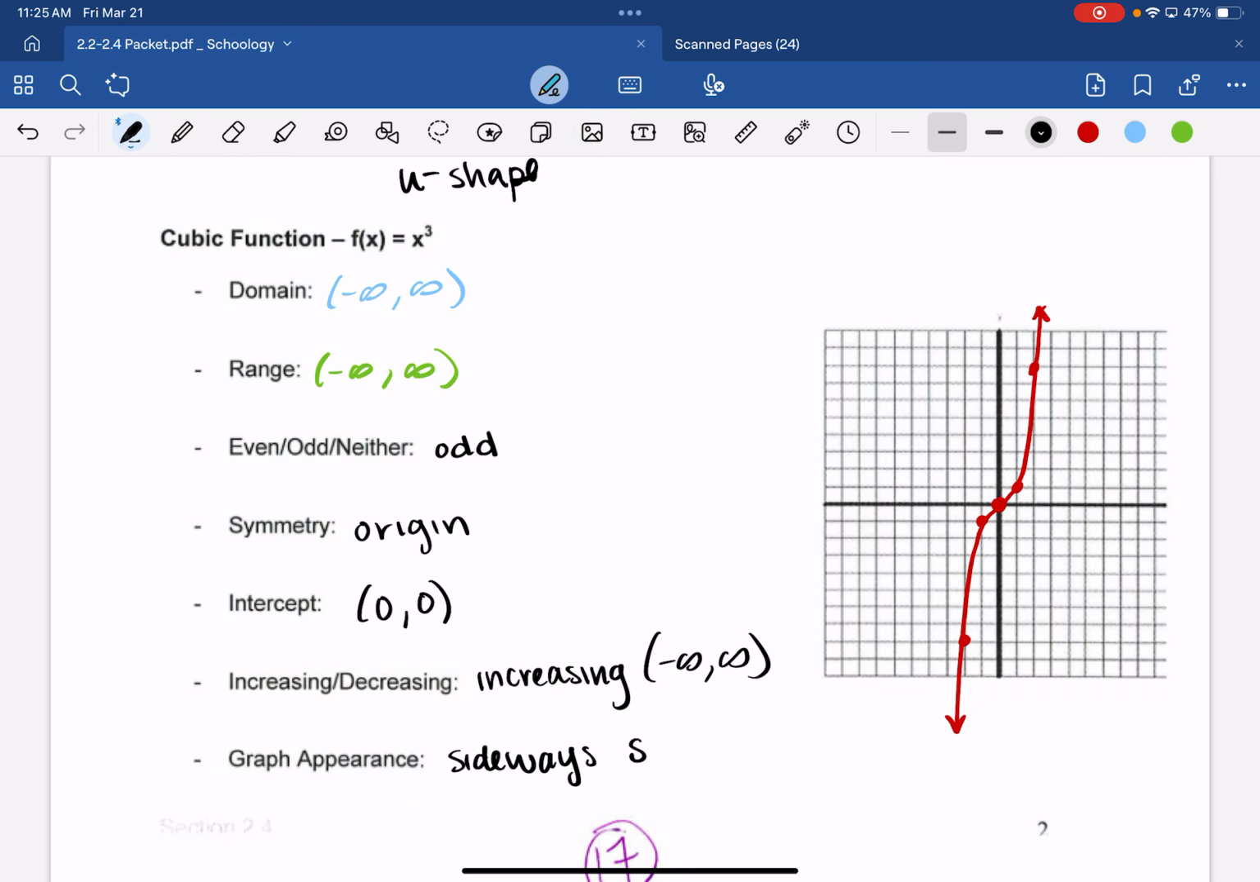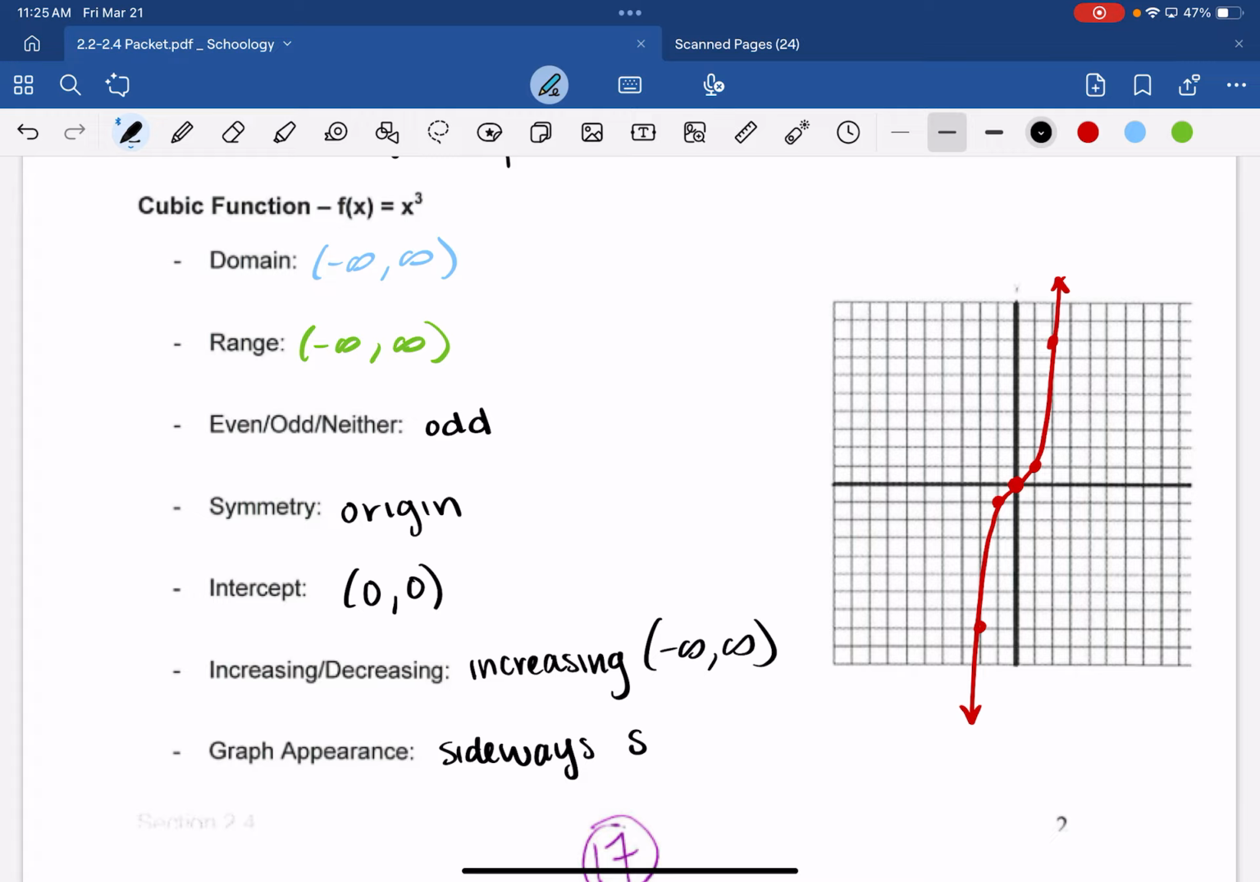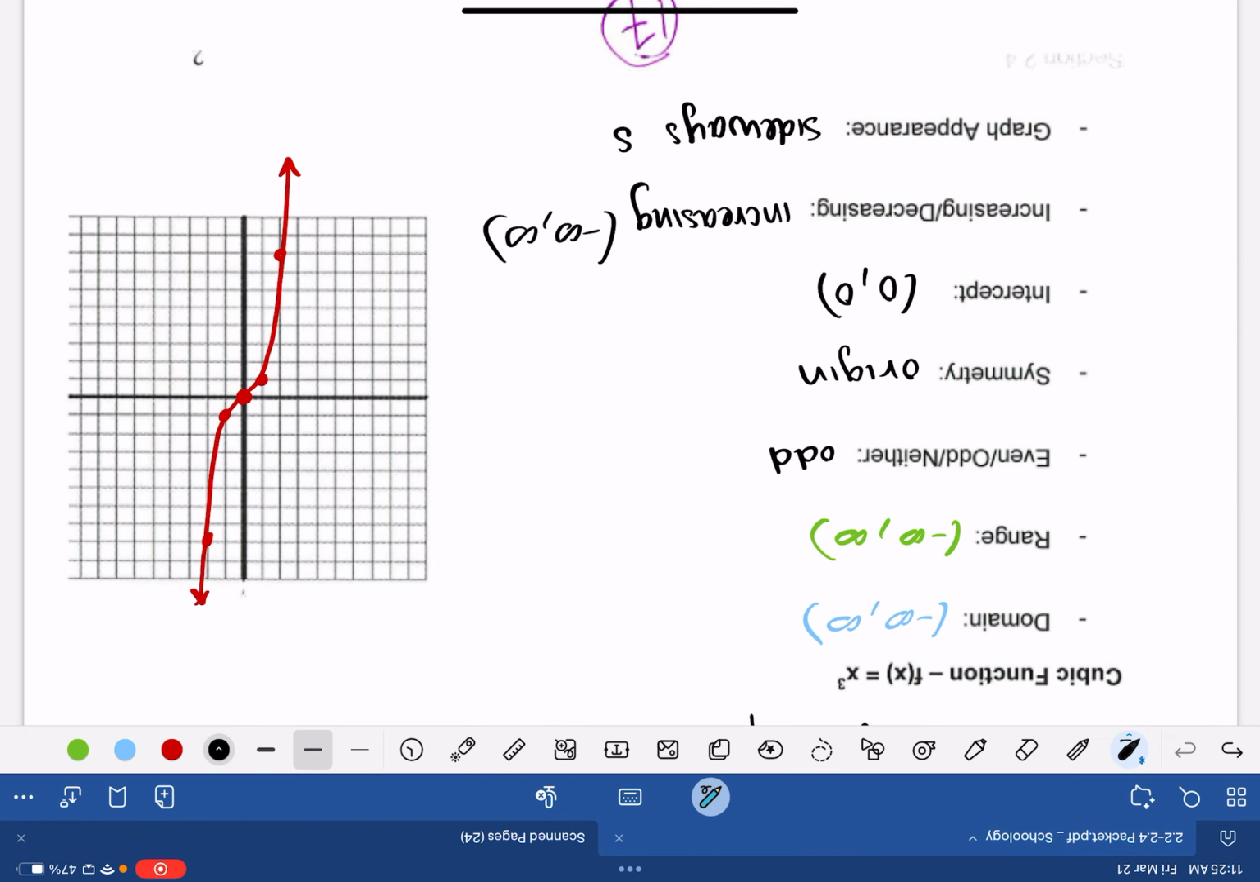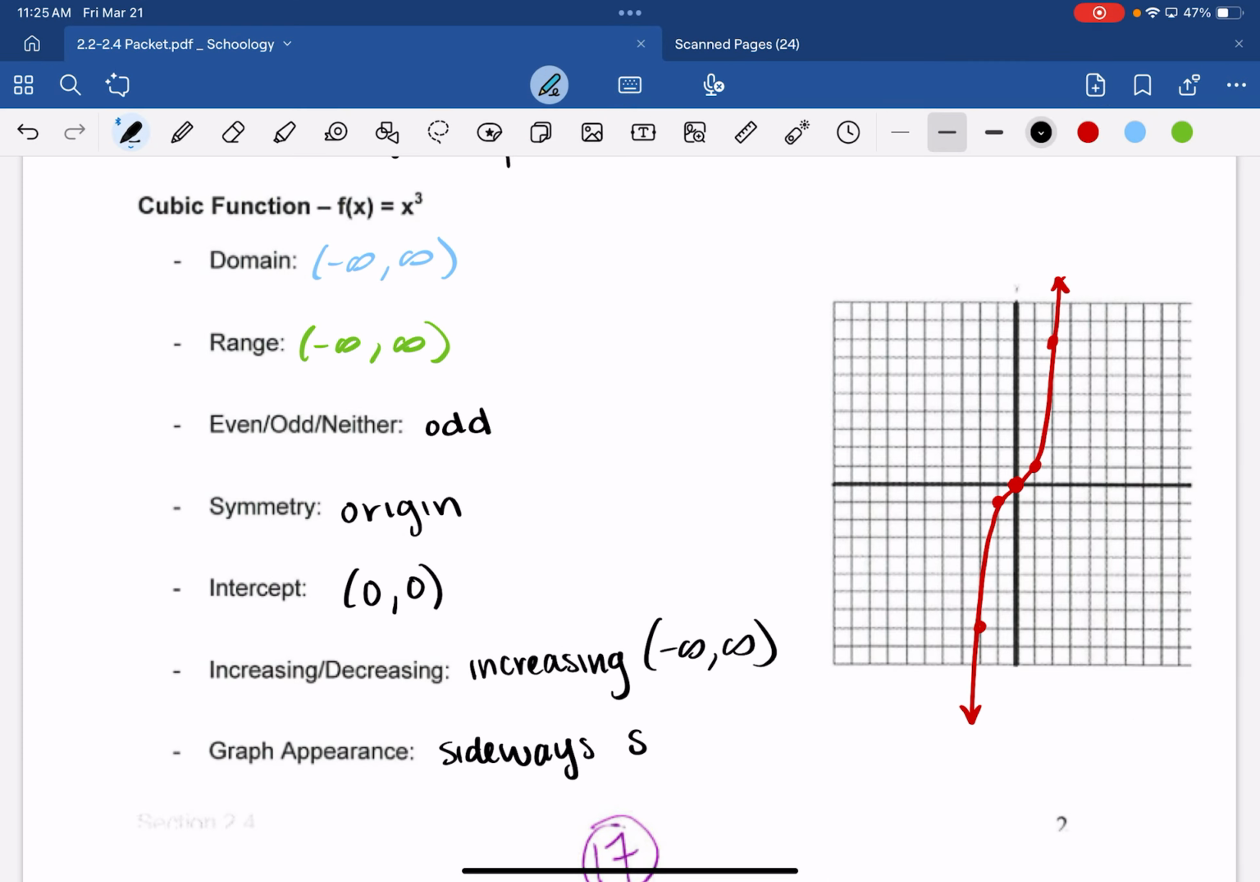So here's what we should have gotten. Our domain and range are both negative infinity to infinity. Okay? Because we're going on and on in both directions. We're getting farther and farther apart north to south. This one is odd because it's symmetrical about the origin. My intercept is 0, 0, just like the last one. Notice I'm increasing only in this one, and I also told you my interval, negative infinity to infinity. Graph appearance, sideways S.